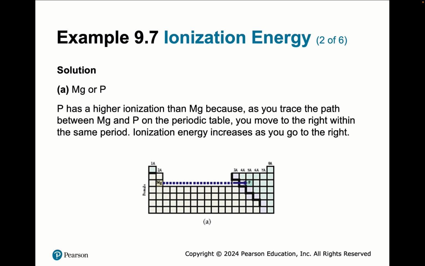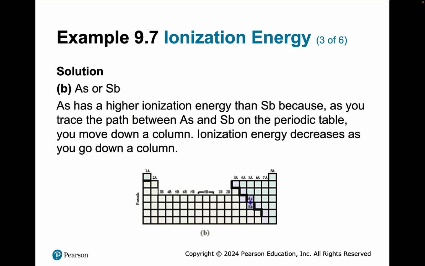So we'll start off with magnesium or phosphorus. Phosphorus is further to the right, therefore it has a higher first ionization energy. It's a smaller atom with more positive charge, so it's harder to rip off the electron. So phosphorus has the higher first ionization energy. And arsenic and antimony: arsenic is higher. It's a smaller atom, therefore it's harder to rip it off, so arsenic has the higher first ionization energy.